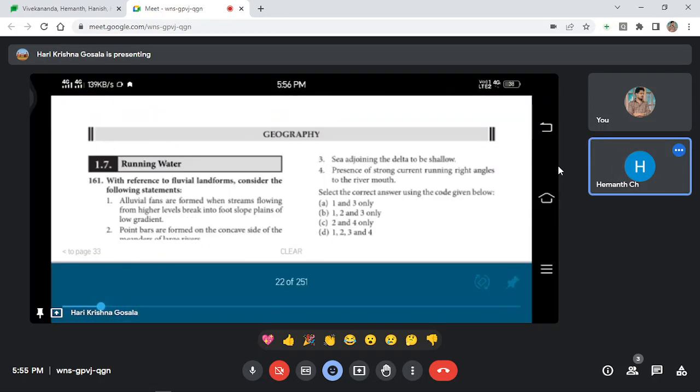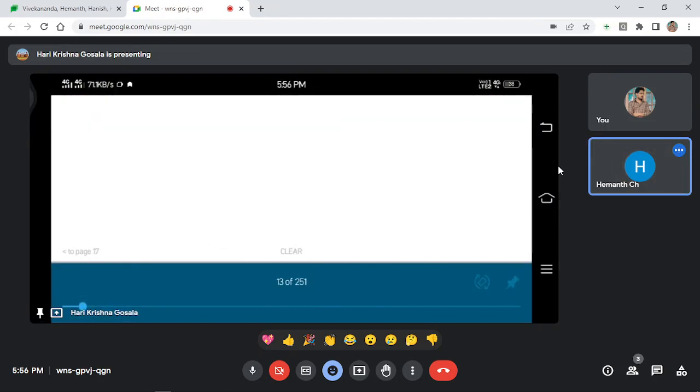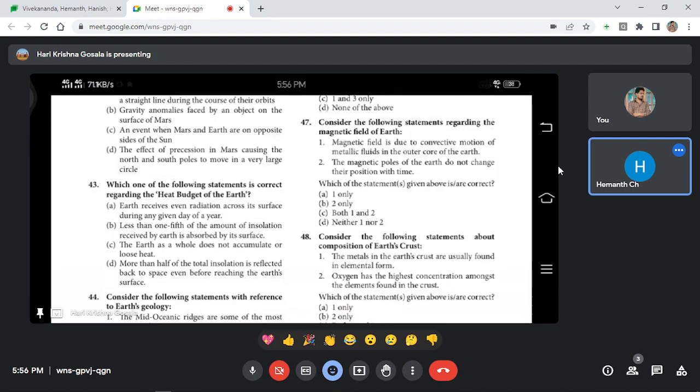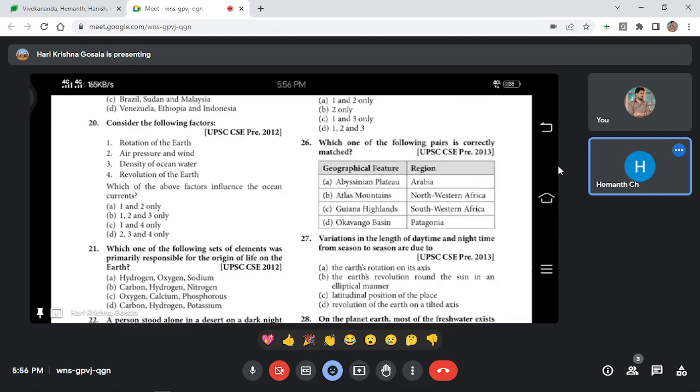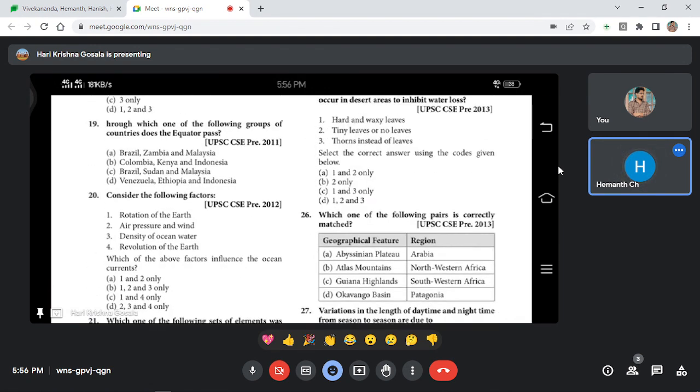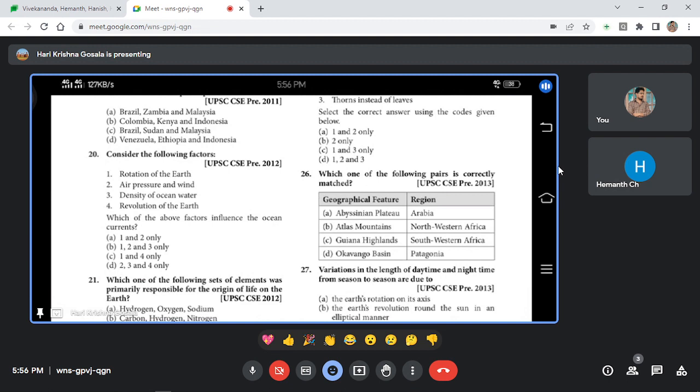Okay, next. Which one of the following pairs is correctly matched? Abyssinian Plateau, Arabia, Atlas Mountains, Northwestern America, Guinea Highlands, Southwestern Africa, Okavango Basin, Patagonia.